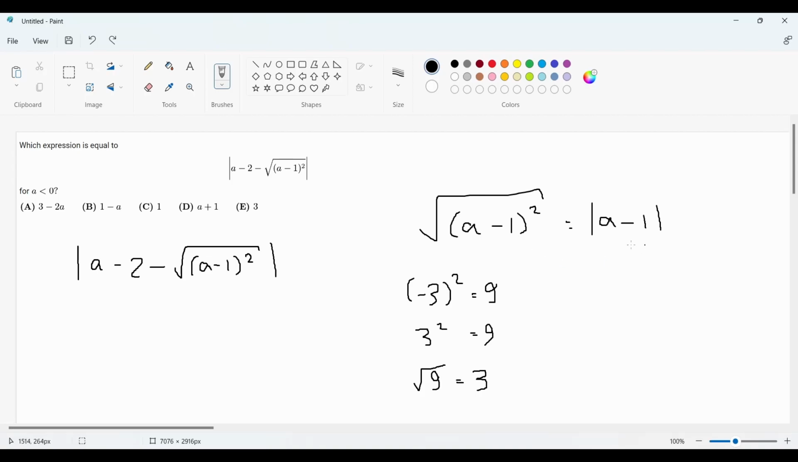And if it's positive, it remains unchanged. And that's exactly what absolute value does. It keeps positive values unchanged and changes negatives to the positive version. So the square root of something squared is its absolute value. If you didn't know that, now you do.